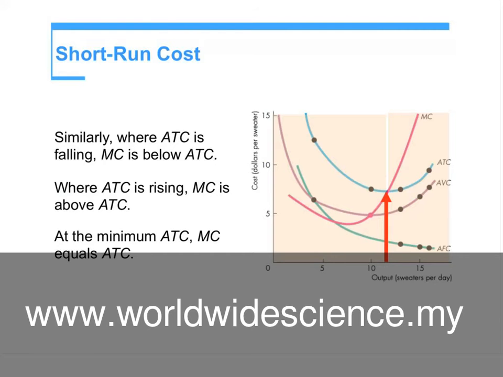So just to simplify what we discussed, this is just the explanation of what I just explained to you. And as you can see here, the shapes of firms' cost curves are determined by the technology it uses. Marginal cost is at its minimum at the same output level at which marginal product is at its maximum.